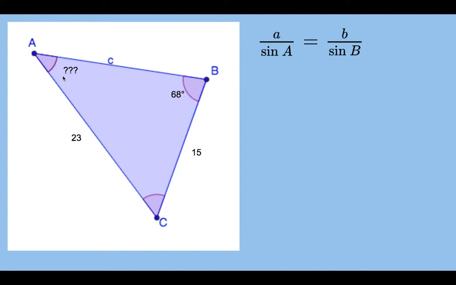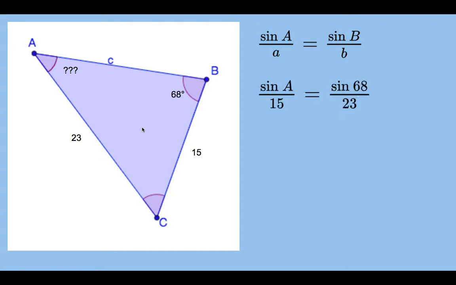So the first thing we do is we flip that formula. So instead of a over sine A equals b over sine B, it really becomes sine A over a. So here we go, sine A, that's what we're looking for, over 15 equals sine 68 over 23. So all I've done there is substitute.